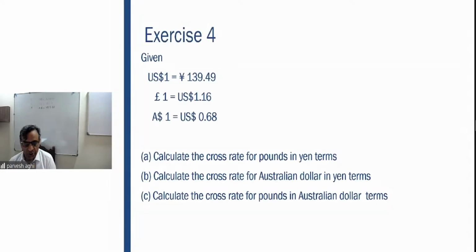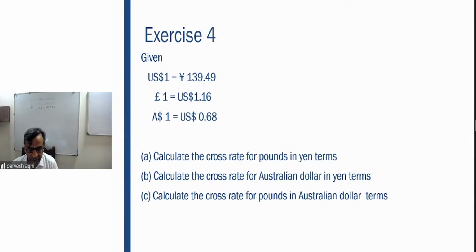Okay. So this is the question. Okay, fine. Okay, it lowers the voice. So maybe there's some problem. So I'm going to just explain to you on a slide itself. Okay. So, $1 is equal to so many yen, 139.49. £1 is equal to so many dollars. $1 Australian is so many US dollars. This is the question. Calculate the cross rate for pounds in yen terms.